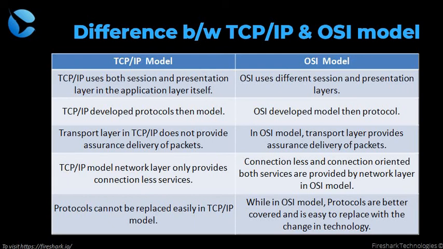The TCP/IP model network layer only provides connectionless service, while in the OSI model, both connectionless and connection-oriented services are provided by the network layer. Protocols cannot be replaced easily in the TCP/IP model, whereas in the OSI model, protocols are better hidden and easy to replace with the change in technology.